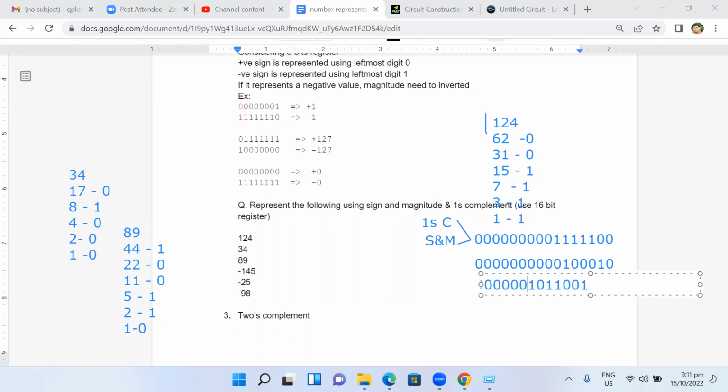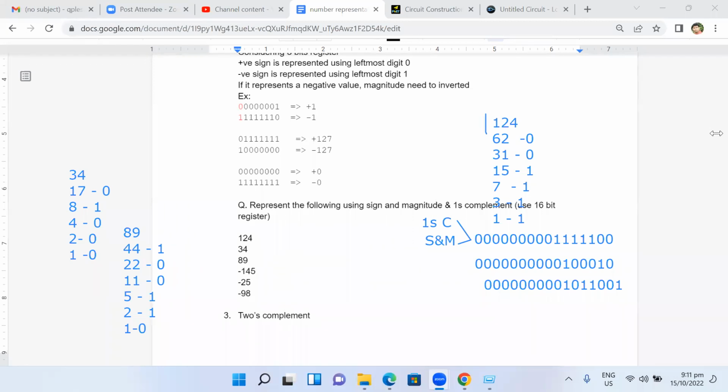Counting the digits, 1 through 16. This is for both. This is the number, right? For both means if you write it in sign and magnitude or one's complement, it's the same number. Why? Because this number is positive.